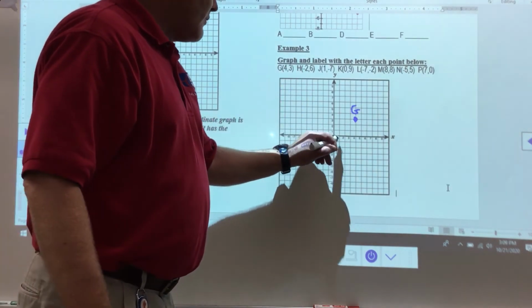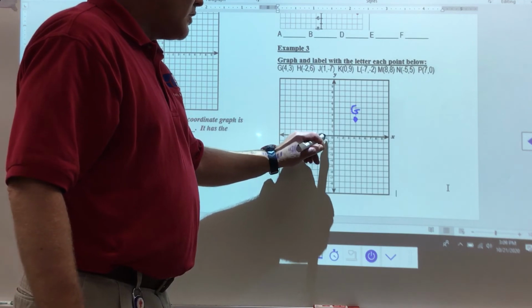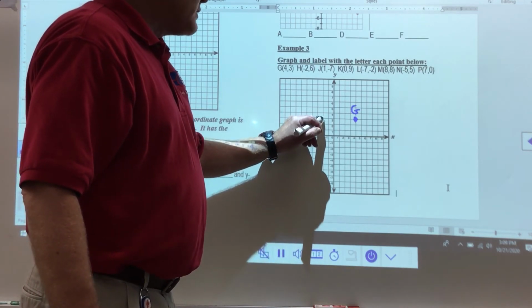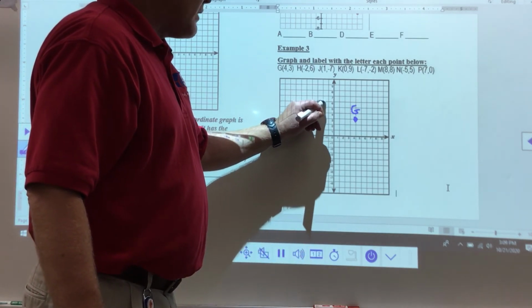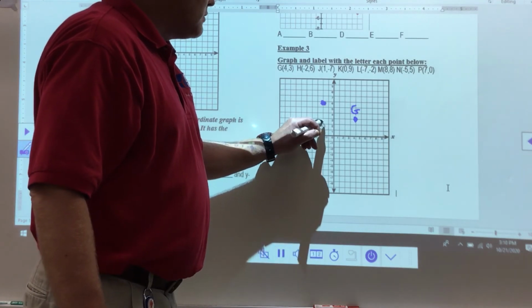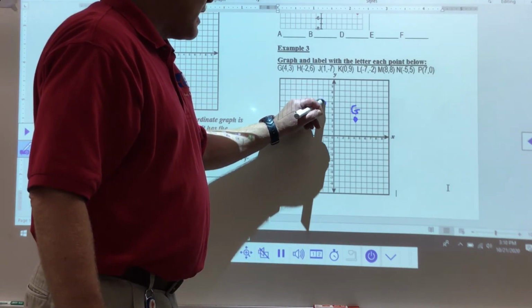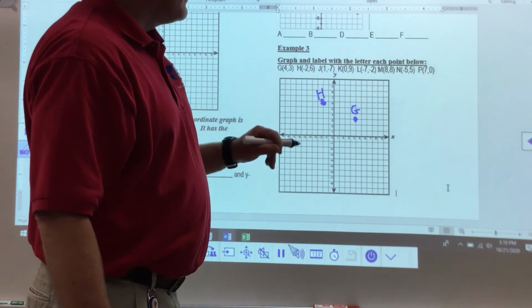Point H is at -2, 6. So we'll start here at the origin, go over 2, and then it looks like up 6, which is right about there, I think. Let's see. 1, 2, 3, 4, 5, 6. So I have to count that. And we'll put H on there.